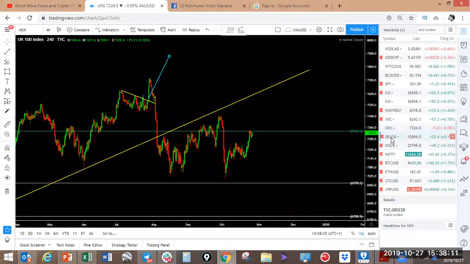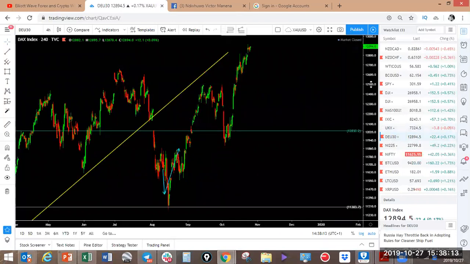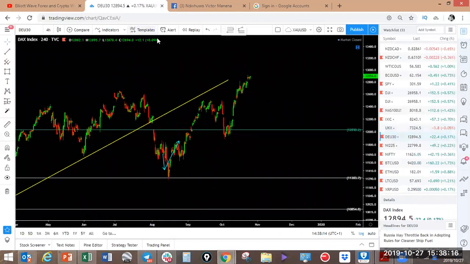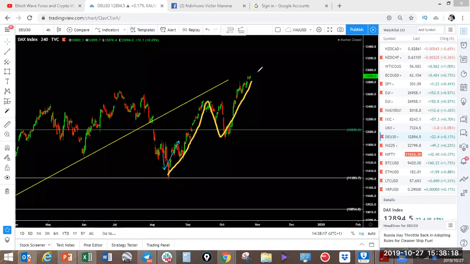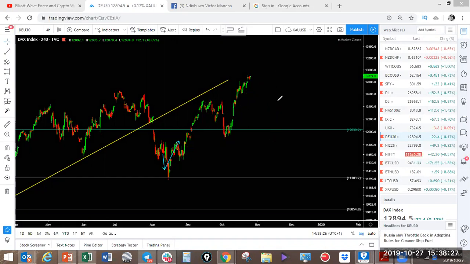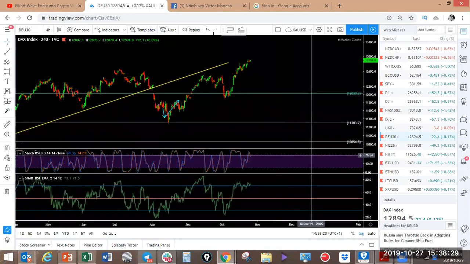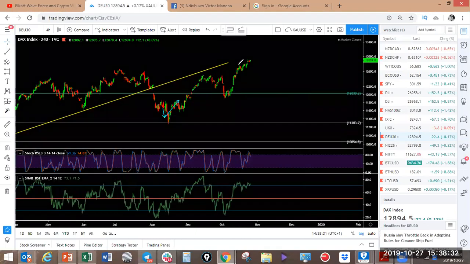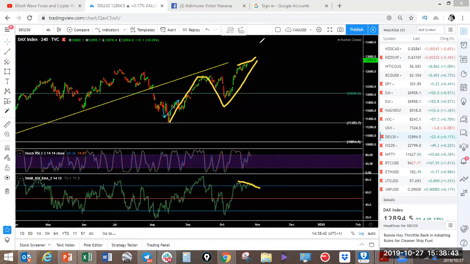The DAX also reaching that equal legs, 1, 2, 3, pushing higher. Should get a pullback as well here, but it's going to push a little bit higher. But at some point we should get a pullback here on the DAX. Let's have a look here. You already have divergence. Here it's making higher highs. The indicator is starting to make lower highs. So let's see, we've got this as a 3-wave move to the upside here.